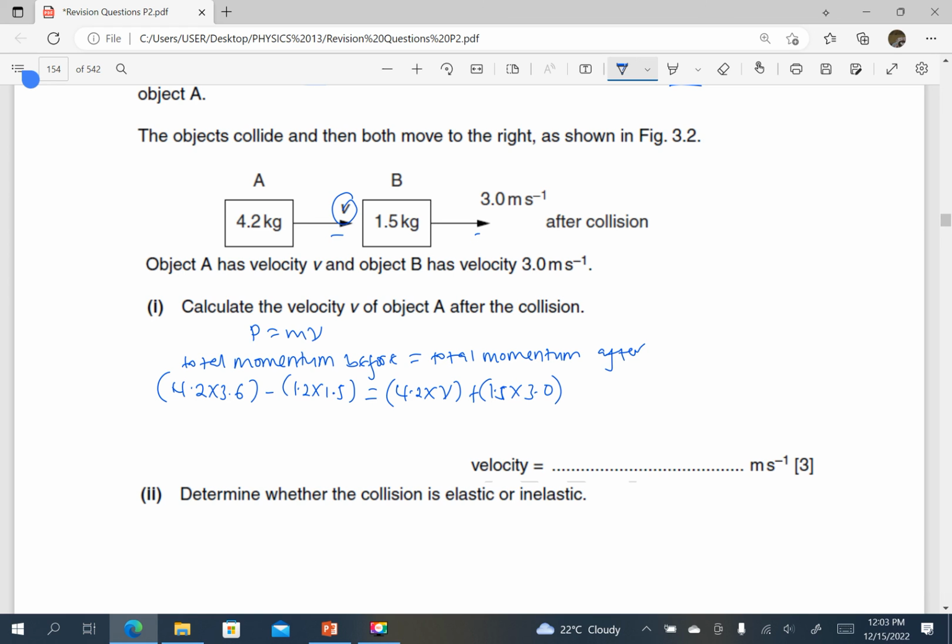Just pick your calculator: 4.2 times 3.6 minus, open bracket, 1.2 times 1.5, close, again minus, open another bracket, 1.5 times 3, divide by 4.2. That is 2.1. So v is 2.1.